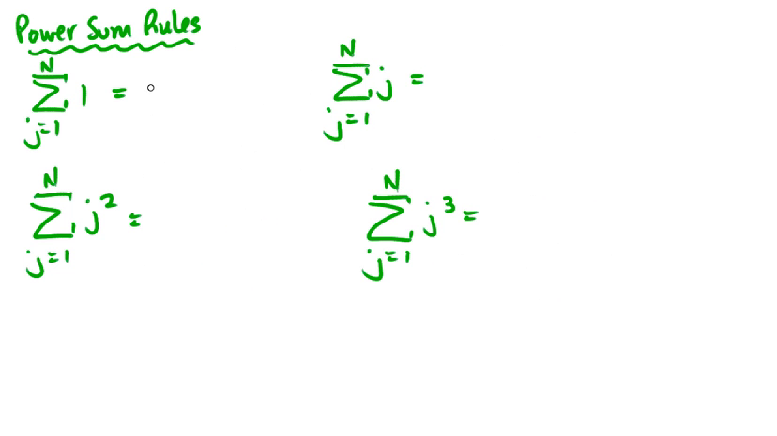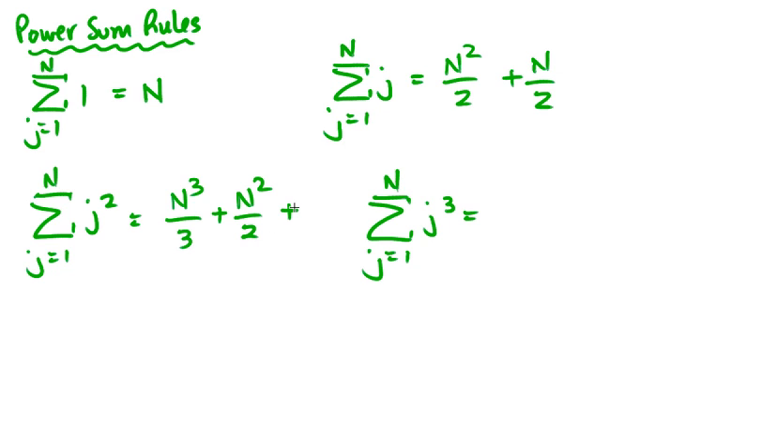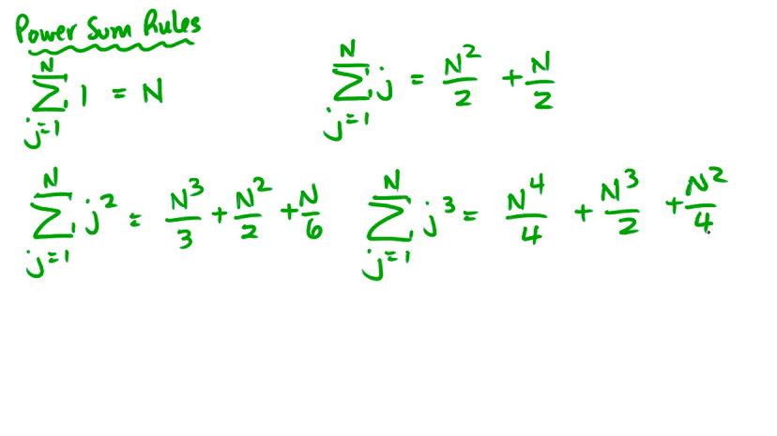The power sum rules. So there's one for the sum from j equals 1 to n of 1. It's just equal to n every time. If you have the sum from j equals 1 to n of j, it's a bit more complicated. J squared is even more complicated. And the sigma notation of j equals 1 to n of j cubed is equal to n to the 4th over 4 plus n cubed over 2 plus n squared over 4.